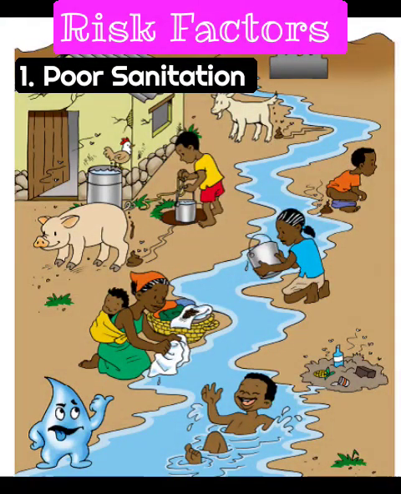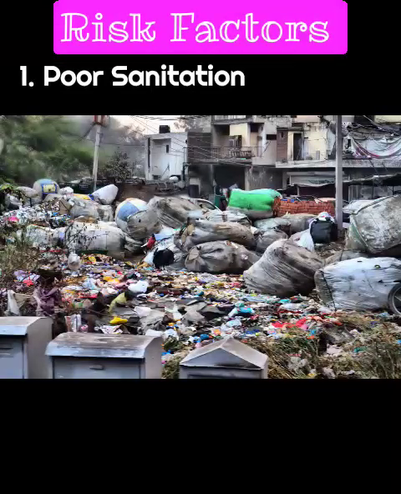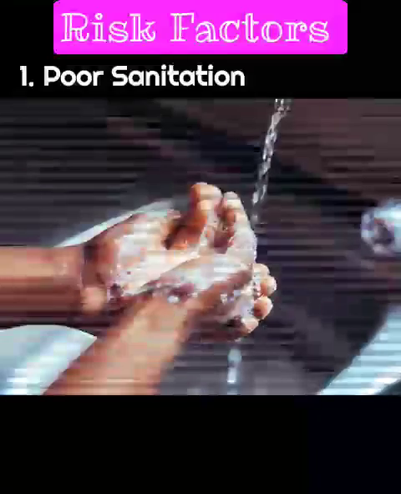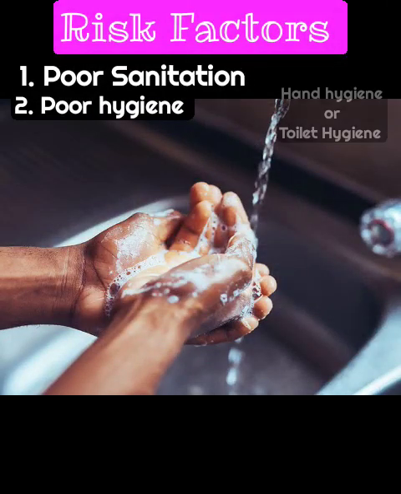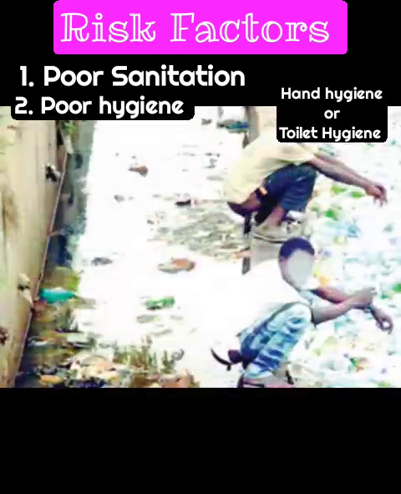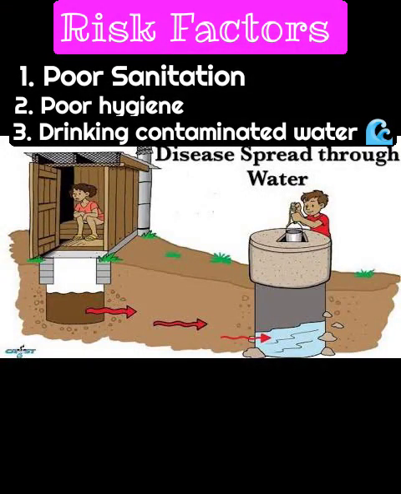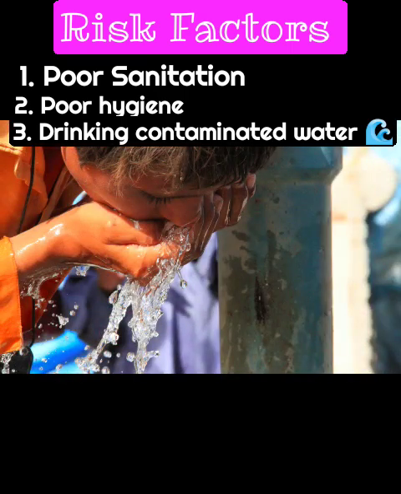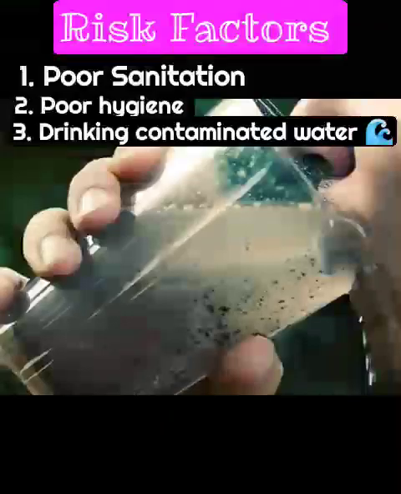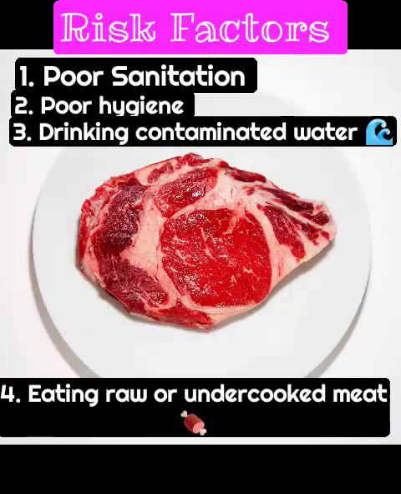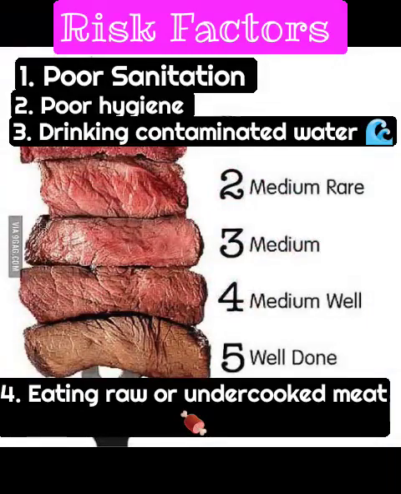Poor sanitation is one of the common predisposing factors to tapeworm infection. We have poor hygiene, so it could be poor hand hygiene or poor toilet hygiene. These are predisposing factors to tapeworm infection. The other one is drinking contaminated water, which happens to be a very common predisposing factor to this infection.